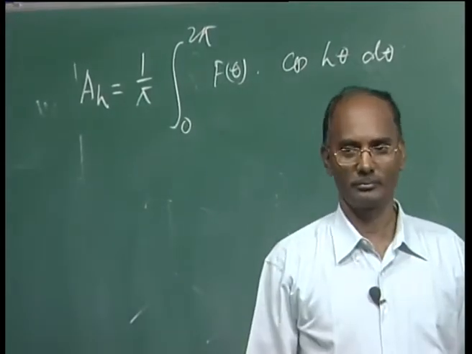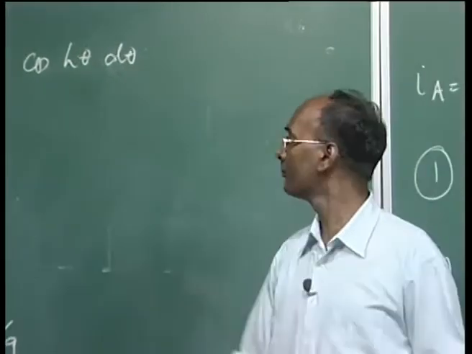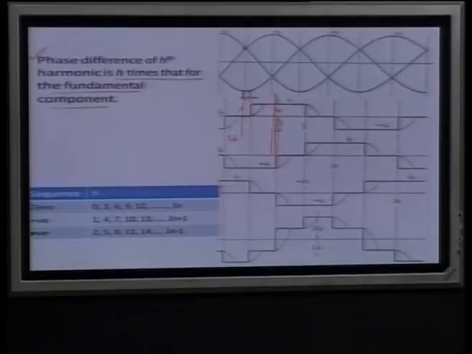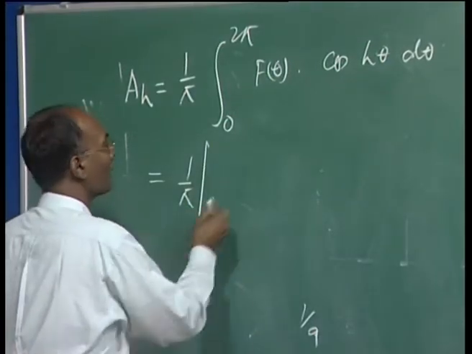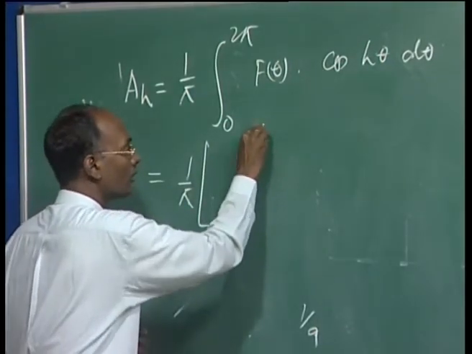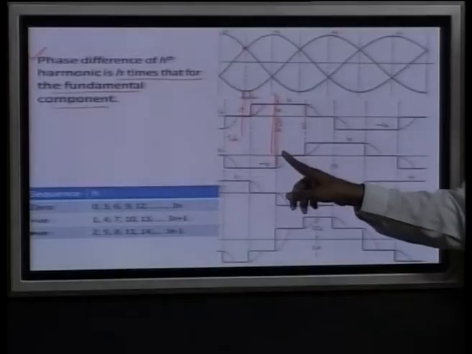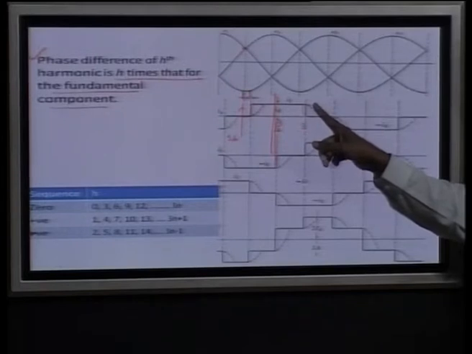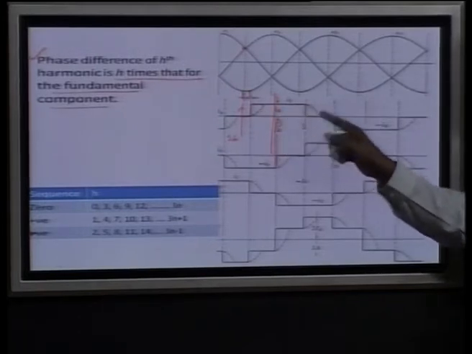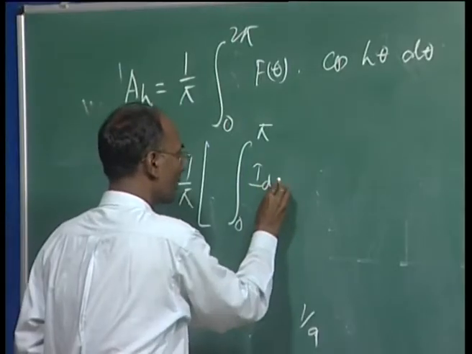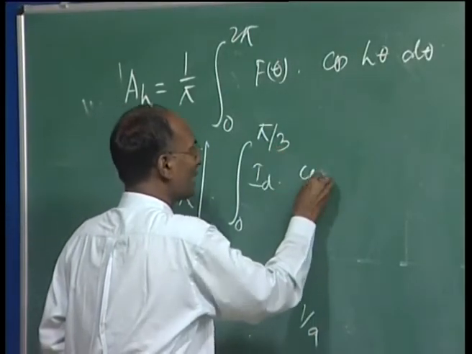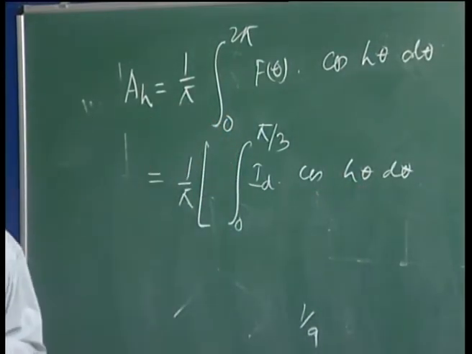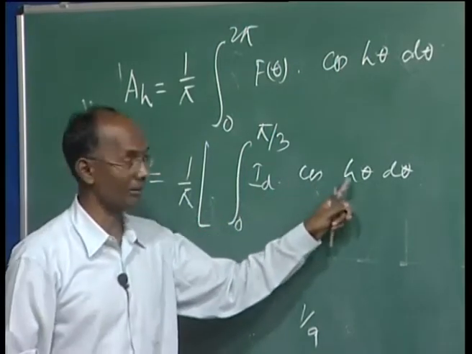It will be 2 pi because we are taking the whole cycle. Now, from this we can analyze. It is 1 over pi, and the integral we start from 0. This value is pi by 3, because this is pi by 3, this is pi by 3. So it is pi by 3, and I can write ID times cos of h theta. Mind it, this h is not hyperbolic, it is a number. That is why I am separating it here, there is a gap.